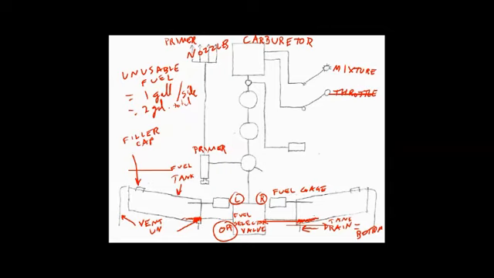So fuel comes out of one of the tanks. Let's say it's set on right. Fuel goes up here, and this is the fuel strainer.